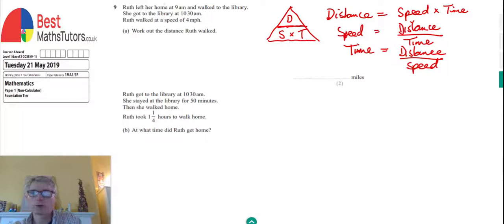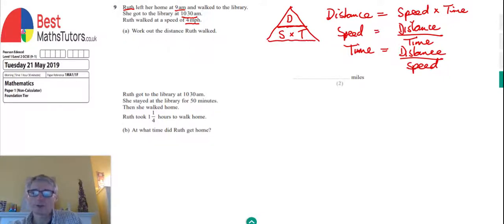Anyway, so we're looking at this problem. So we've got Ruth left her home at 9 a.m. and got to the library at 10:30 a.m. and she's walked at a speed of 4 miles per hour. So we've got to work out the distance that Ruth has actually walked.